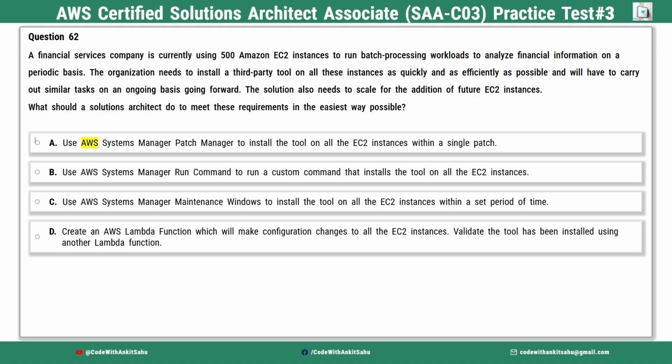Option A. Use AWS Systems Manager Patch Manager to install the tool on all the EC2 instances within a single patch. Option B. Use AWS Systems Manager Run Command to run a custom command that installs the tool on all the EC2 instances. Option C. Use AWS Systems Manager Maintenance Windows to install the tool on all the EC2 instances within a set period of time. Option D. Create an AWS Lambda function which will make configuration changes to all the EC2 instances. Validate the tool has been installed using another Lambda function.